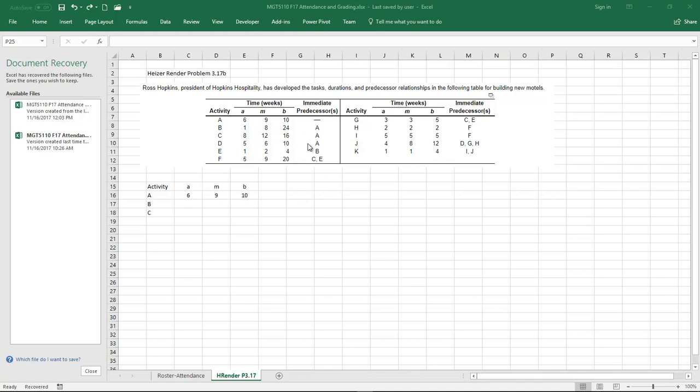Open up your Excel. I did a screen grab of the problem and I dropped it in here because I need to copy the numbers that they have here, all this information, into my Excel spreadsheet and figure that out.